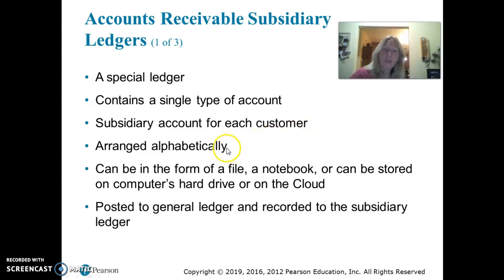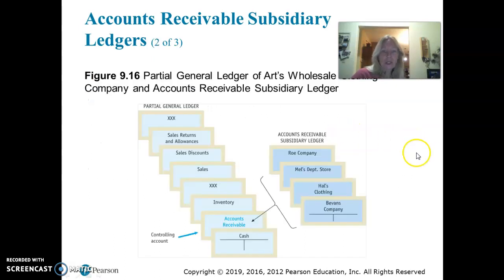All your customers' businesses are going to be arranged in alphabetical order, a tiny little point in accounting that we keep track of. It can be organized in any manner, and it is basically how you keep track of who owes you money. It is posted to the general ledger and recorded in the subsidiary ledger. You'll see how that works.